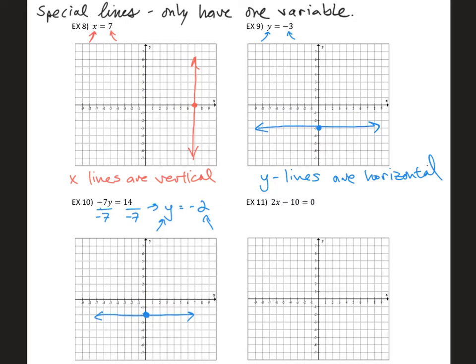And then finally, you may have to do a little more work, like adding 10 here on both sides of the equation to reduce that -10. So you have 2x equals 10, and then if you divide both sides by 2, you would get x equals 5. So you have to find this number on this axis. Find the 5 on the x-axis, and x lines are vertical.